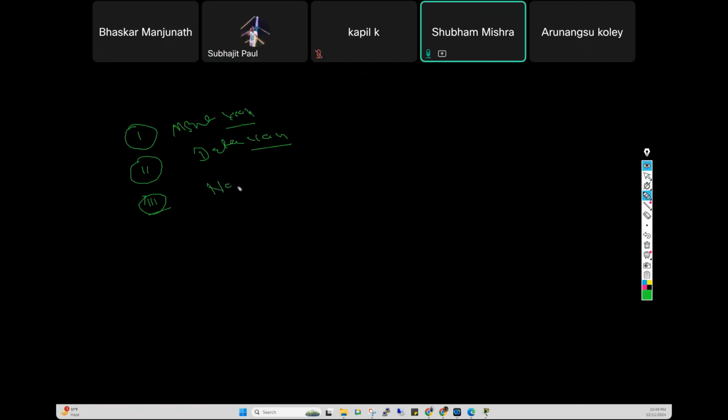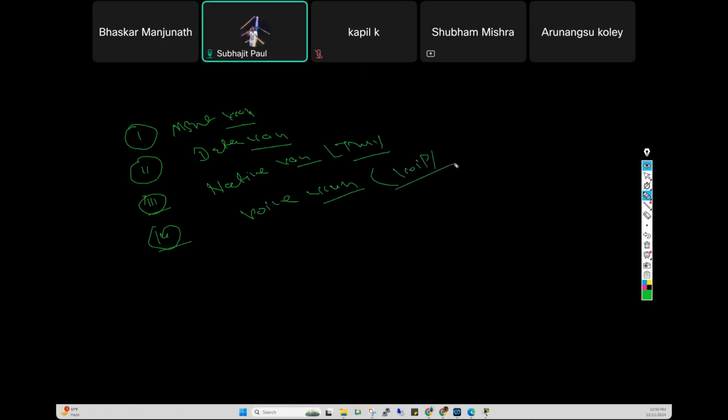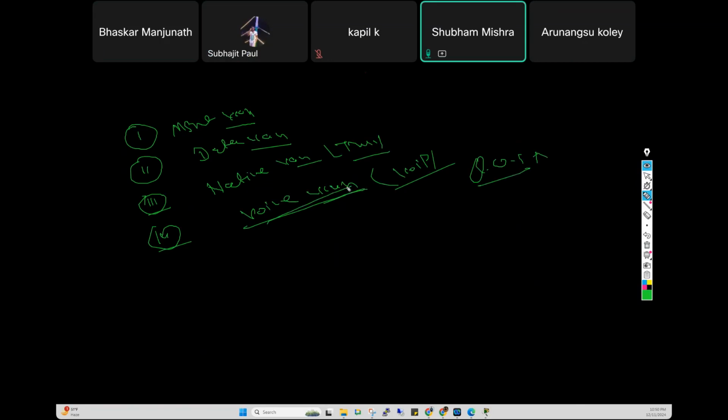Next one is native VLAN. Native VLAN is part of the trunk; we are going to discuss it shortly. Next one is voice VLAN. Voice VLAN is nothing special; basically it is used in VoIP, and for this VLAN the quality of service will be high. Clear guys? And the fifth one is the default VLAN, that is VLAN number 1.